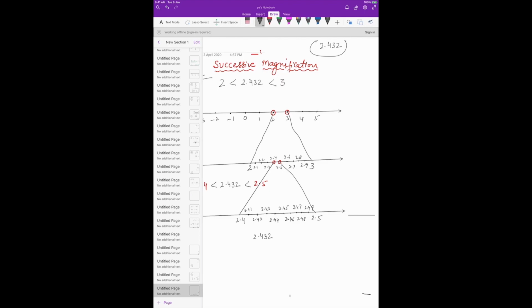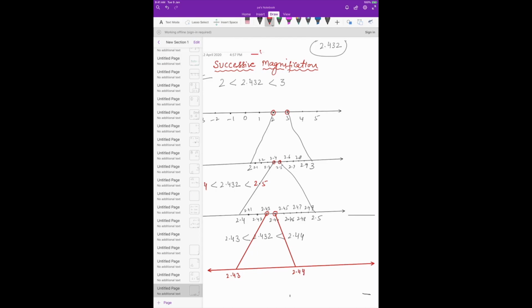Now if I ask you, 2.432 up to second place, if you see, it lies between which two numbers on this third number line? Now it lies between 2.43 and 2.44. That means these are the two numbers, 2.43 and 2.44. Again what we do is, we take another number line and expand the portion between 2.43 and 2.44, like this. Suppose I write here 2.43 and here I write 2.44.